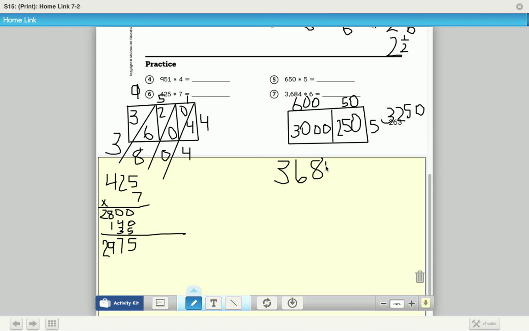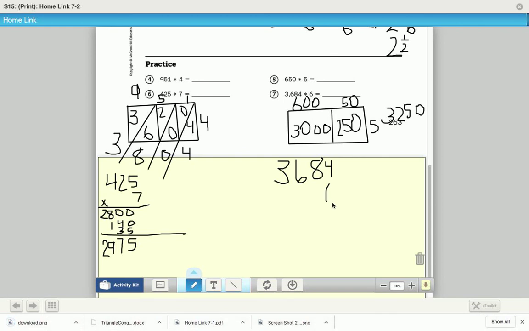And then for my last one, I have 3,684 times 6. All right, so 3,684 is made up of 3,000, 600, 80, and 4, and then I'm going to multiply each one of those values times 6. So 3 times 6 is 18. And since that's in the thousands place, I have to add 3 zeros after it.